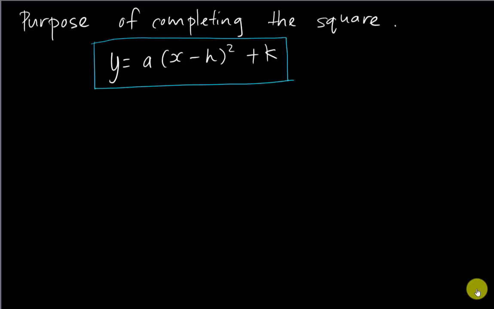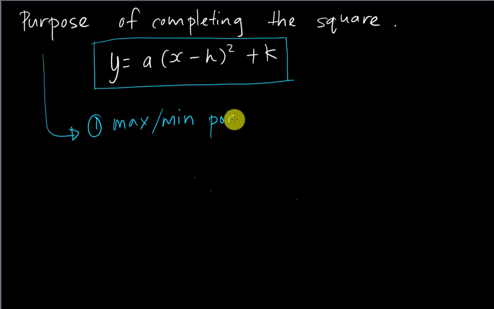Okay, for completing the square, this is the general equation. You will see something like y equals a(x minus h) squared plus k. But before that, let me tell you about the purpose first. The first purpose is the most obvious one, which is to find the maximum or minimum coordinates, or I can say the maximum or minimum point.